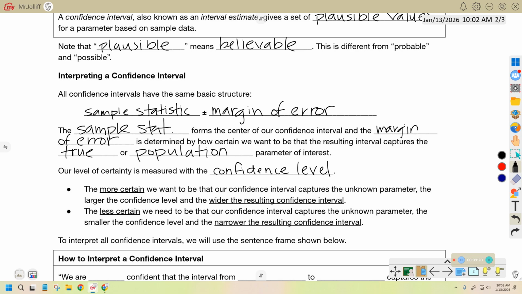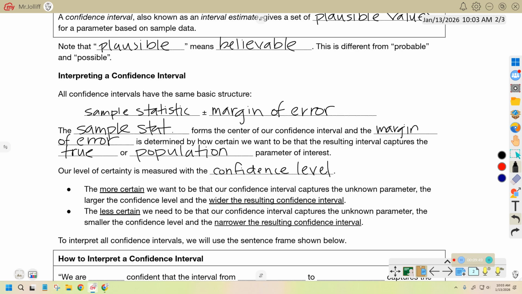The more certain I want to be that my interval captures the actual population value, the wider that interval is going to become. And we can think of this in terms of dartboards. If I'm throwing darts at a board, is it easier to hit a big board or a teeny board? Big board, right? There's more area to hit. So even if my aim is bad, I'm more likely to hit it. Same thing with confidence intervals.